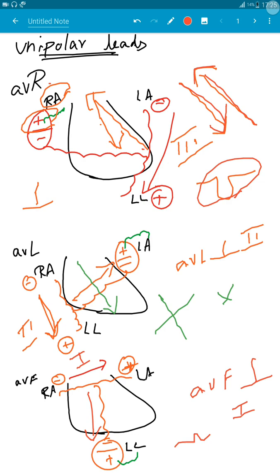In AVL, the left upper limb is the exploring electrode and the right upper limb and left lower limb are the reference electrode, and the line of electric field will be in this direction. Lead 2 is just perpendicular to AVL, and the SA node will be depolarizing in this direction. When it is perpendicular, there will be no deflection at all, no P wave. And in AVF, the left lower limb is the exploring electrode and the right upper limb and left upper limb are the reference electrode, and the line of deflection will be in this direction. AVF is just perpendicular to lead 1, and there will be little positive deflection.